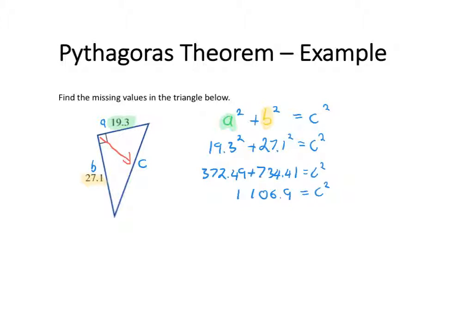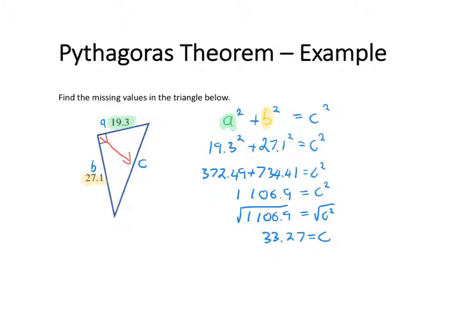Now, because I'm after what the length of C is, I need to square root both C squared and 1106.9. So the square root of 1106.9 is equal to the square root of C squared. So 33.27 is equal to C.